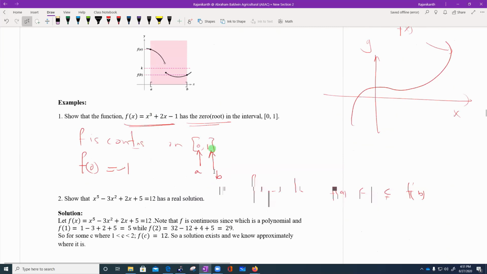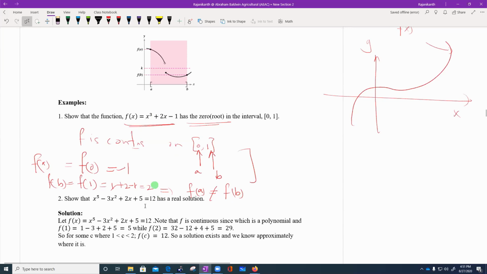And what is f of 1? My a is now 0, this is my f of a. So now what is f of b? My b is now 1. If you plug 1 into this formula, you will get 1 plus 2 times 1, which is 2, minus 1, which is 2. Yes, these two are different values. Therefore, the condition is now satisfied. So two conditions are now satisfied. What are those conditions? The function is continuous and f of a is not equal to f of b.